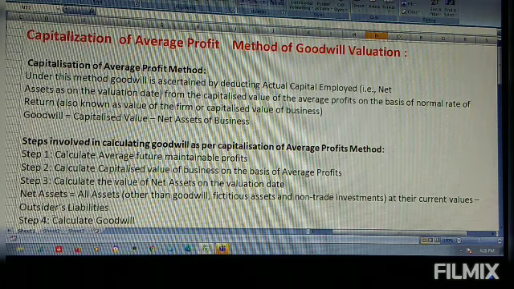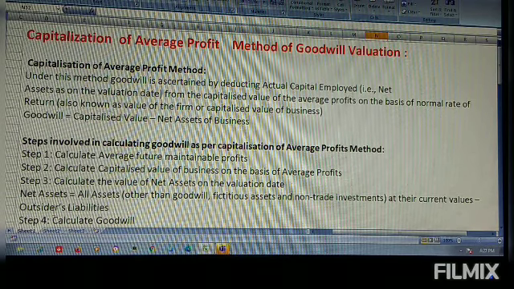Then we have to find the difference: the capitalized value of the average profits minus the actual net asset of business. Like this we can find out the goodwill. So what we can say here, goodwill is equal to capitalized value minus net asset of business.